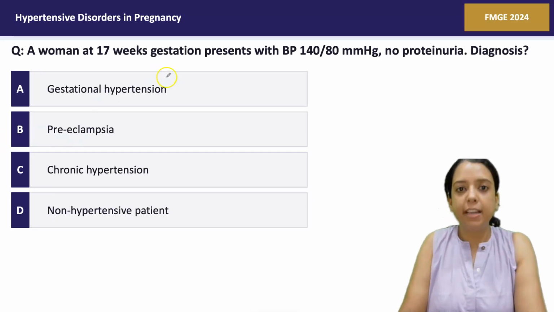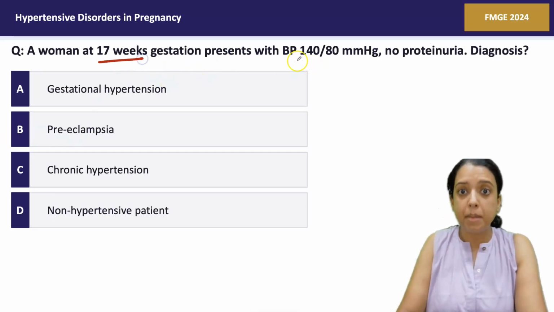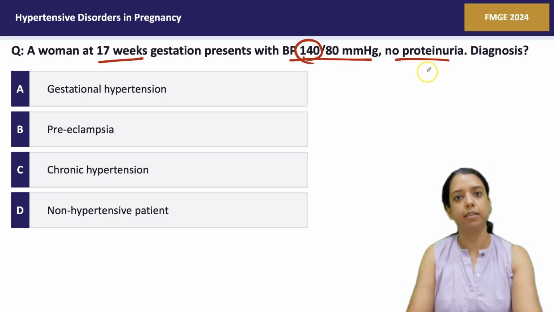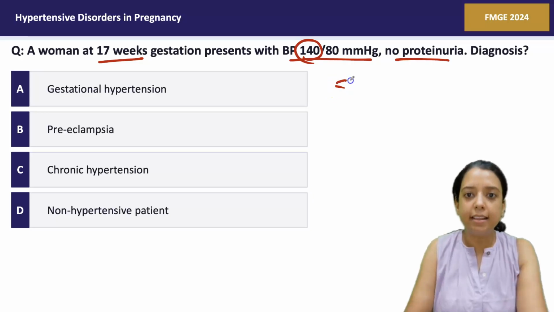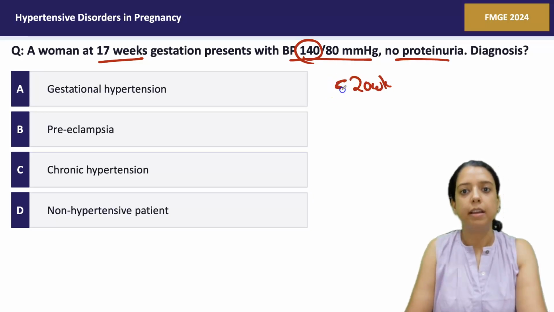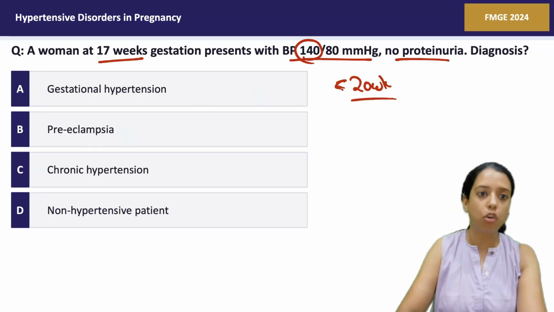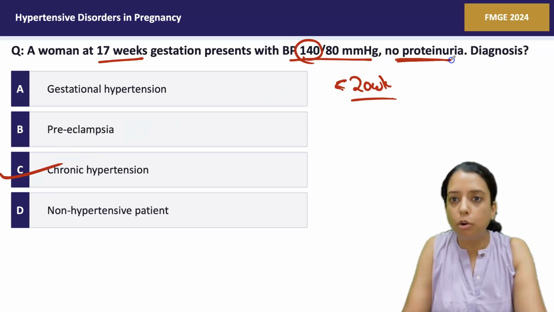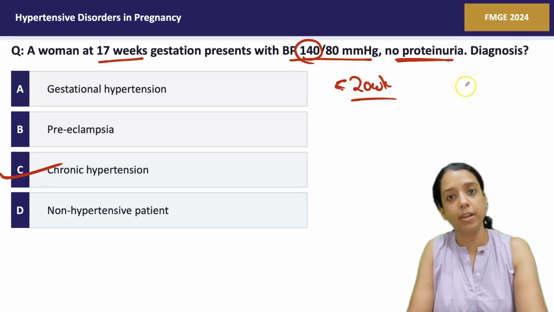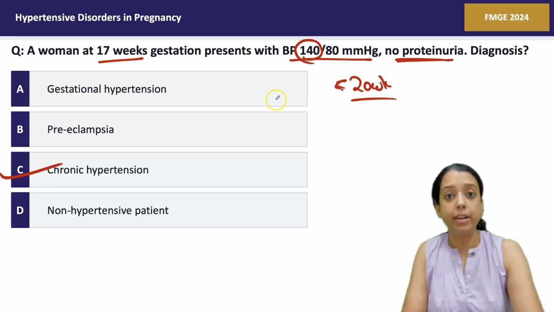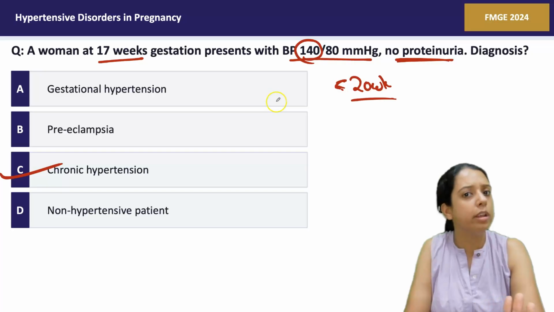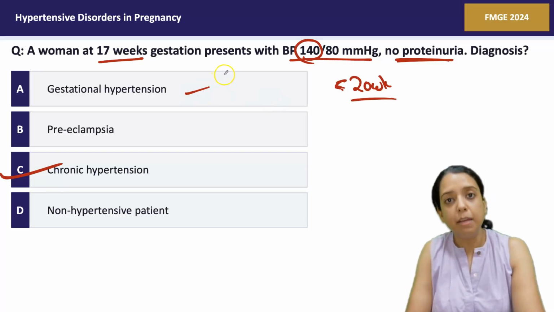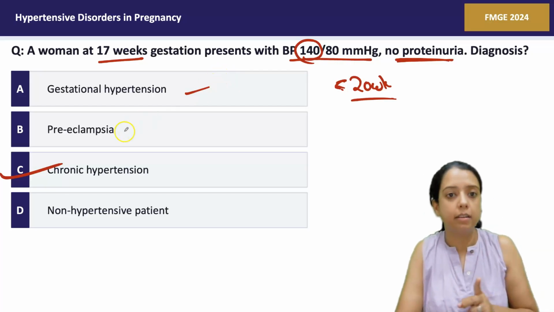A woman at 17 weeks, BP 140/80. Okay, systolic is high. No proteinuria. What is it? Anything less than 20 weeks with hypertension is chronic hypertension. If this patient with no proteinuria had been beyond 20 weeks, with high BP but no proteinuria, it is gestational hypertension. Beyond 20 weeks, high BP, proteinuria present, preeclampsia.